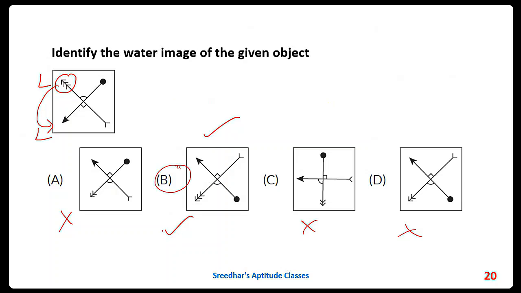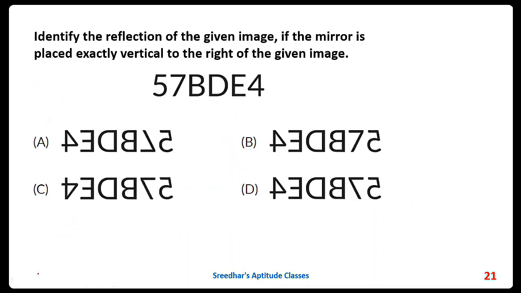Is this clear? Yes. It's not D, because in D there are only two arrows here, but there are three here. Okay. Next question.